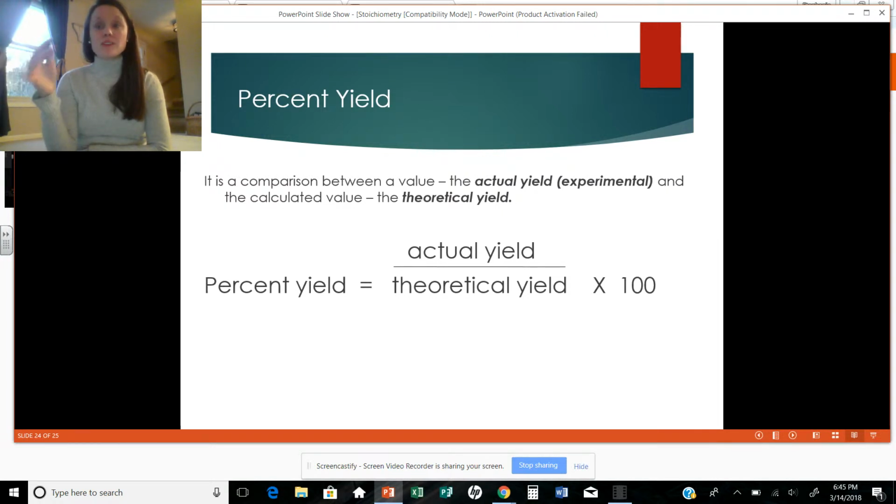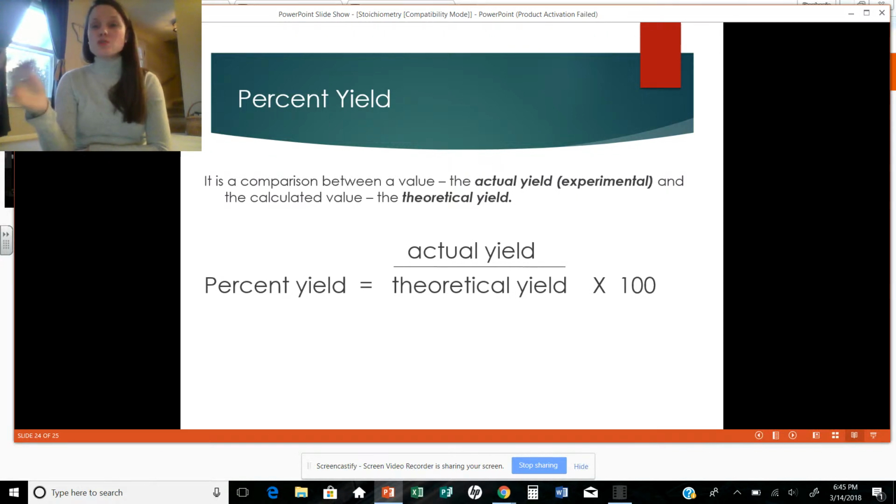In theory, you might get 10 grams of product, but when you measure out your product after you do your reaction, maybe you only got 8.5 grams. So your theoretical yield comes from your balanced chemical equation and using stoichiometry to figure out how much product you should get. Actual yield is what you actually get in the experiment when you run through the reaction.